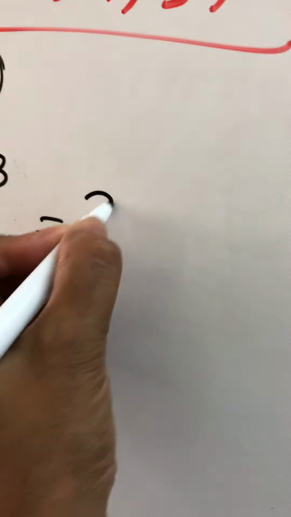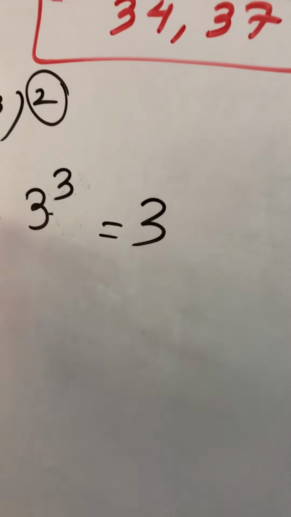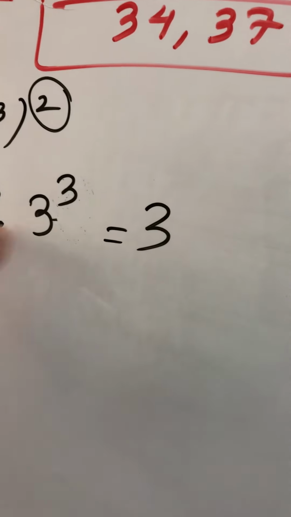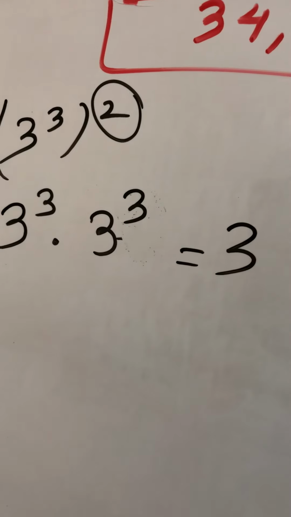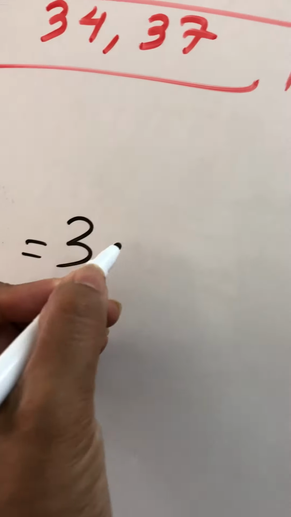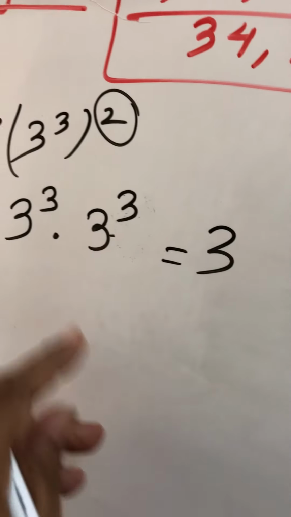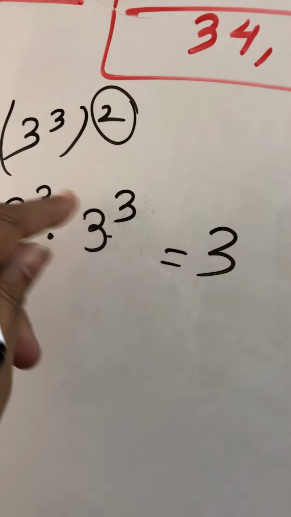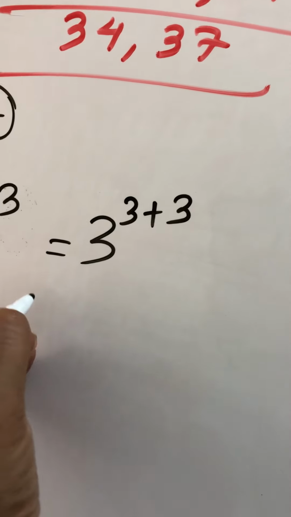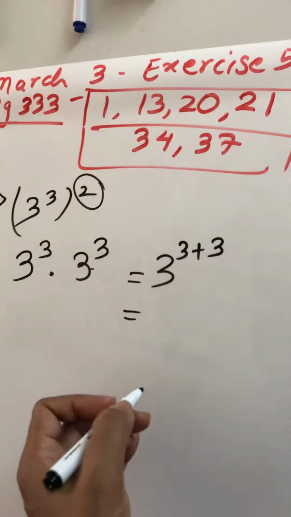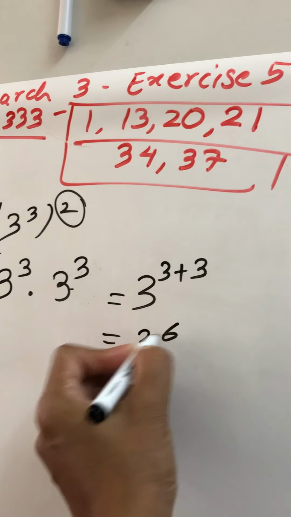So the answer will be, as we already know, that when I have the same number with powers or indices, I just have to add them. So when I have two numbers and I'm multiplying them, I just add the indices. So I get the answer as 3 raised to 3 plus 3, which gives me 3 raised to 6.